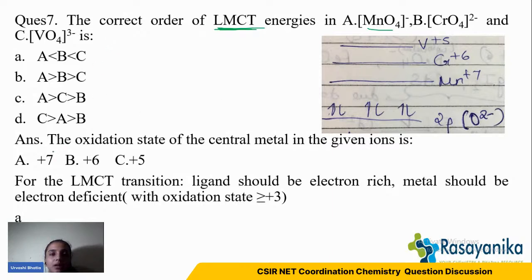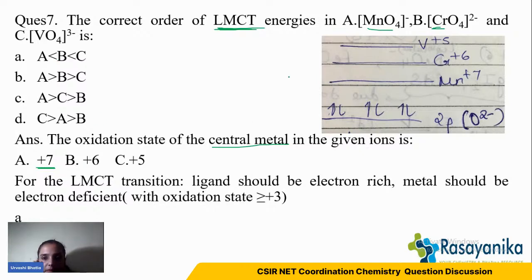Now you can see. So if you find the oxidation state of the central metal in the given ions, for the A, manganese is in the plus 7 oxidation state. How do we find the oxidation state? You know that X minus 8. Why 8? Because it has a charge of minus 2, 4 into minus 2, we get minus 8, is equal to minus 1. And X minus 8 is equal to minus 1, X is equal to plus 7. Right? Similarly, for chromium, we have plus 6. And for vanadium, we have plus 5 oxidation state.